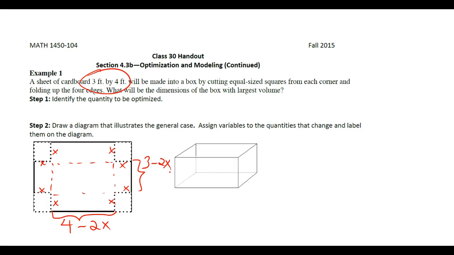All right. What is the quantity to be optimized? It's the volume of the box, right? Draw a diagram, assign variables. So basically I have a length here and I have a width here. And I know the volume of the box itself will be length times width times height, right?